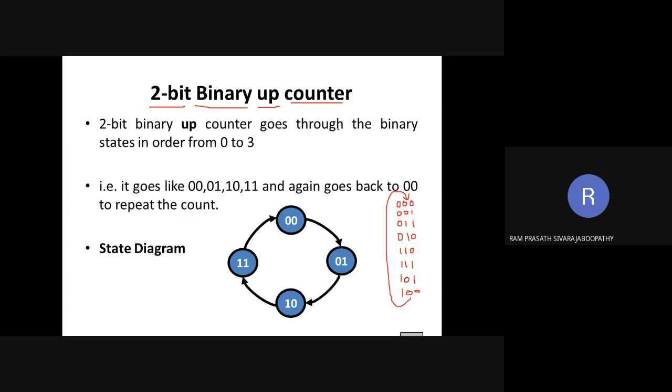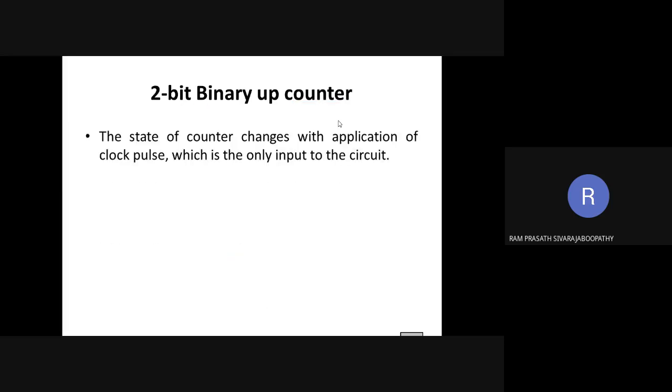Fine, okay. Now from the state diagram, what do we do? Do you remember? We have to draw the state table first, correct? When you say design, what do you do? State table. So the state of the counter changes with the application of the clock input, which is the only input to the circuit. There is no other input or output. So the flip flop remains in the same state if no clock pulse occurs. I think you understand what I am saying: only when a clock pulse is given will it go to the next state.